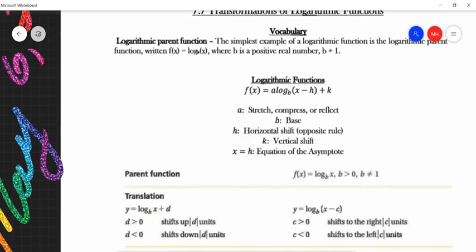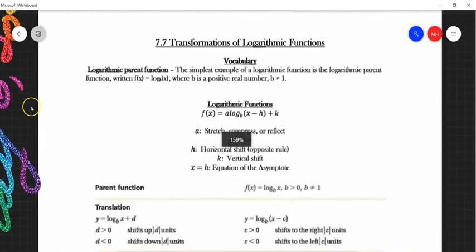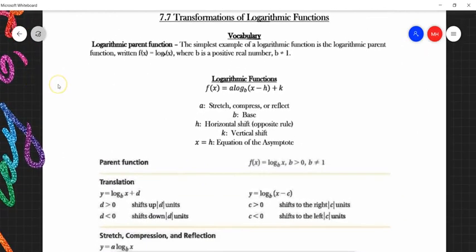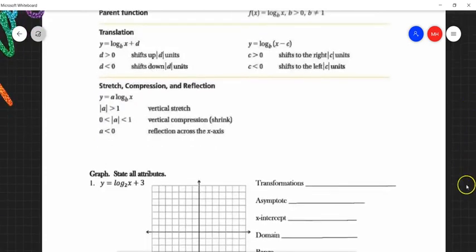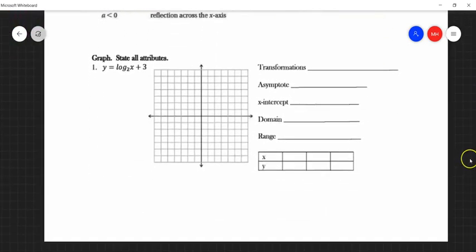So at the top we have some definitions that we have been using. We have our log function for transformations. It tells us what a, b, h, and k do. It tells us our equation of the asymptote. These are just more formal definitions. So we're going to go ahead and start some of the examples.